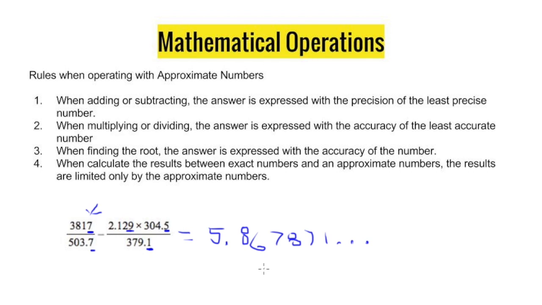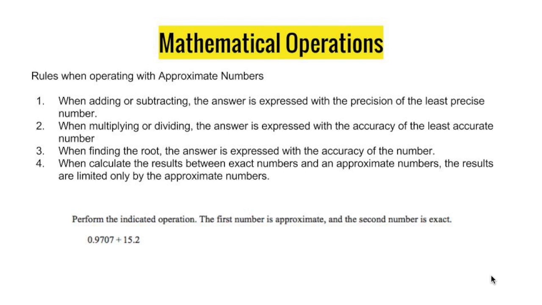Now, that basically means we're going to round our final answer, 5.867871 and so on, to the nearest whole number, and we can simply say that this is going to be the number 6. So this expression, when solved and expressed to the correct precision, is just 6.